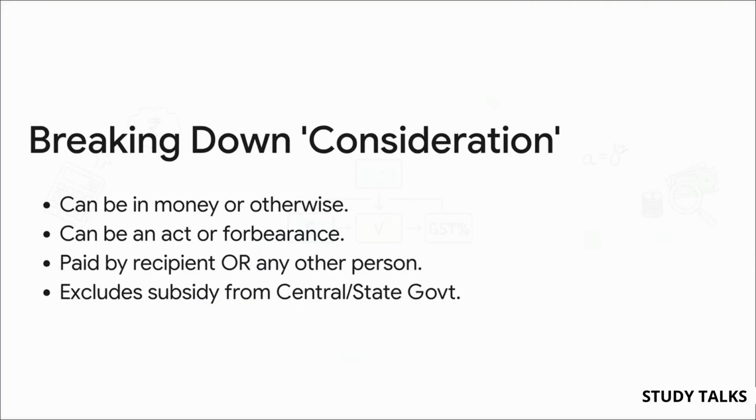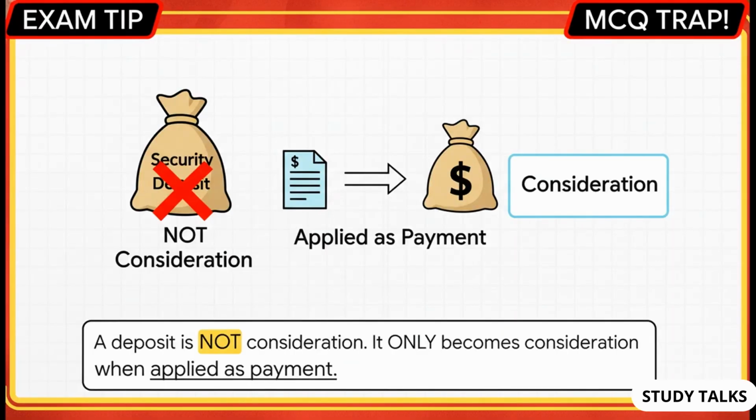So let's break that down. Consideration can be cold, hard cash, or it can be in kind, like a barter deal. It can be an act, like performing a service, or forbearance, which is just a fancy word for agreeing not to do something. And as we just saw, the payment can come from the person buying or a totally random third party. The only thing that's specifically kicked out are subsidies from the central or state government. And here is a massive, massive exam tip for you. A security deposit is not consideration when you first receive it. It's just security. It only becomes consideration at the very moment the supplier says, okay, I'm using this deposit to pay off your bill. This distinction is a classic MCQ trap. They love testing this, so don't fall for it.